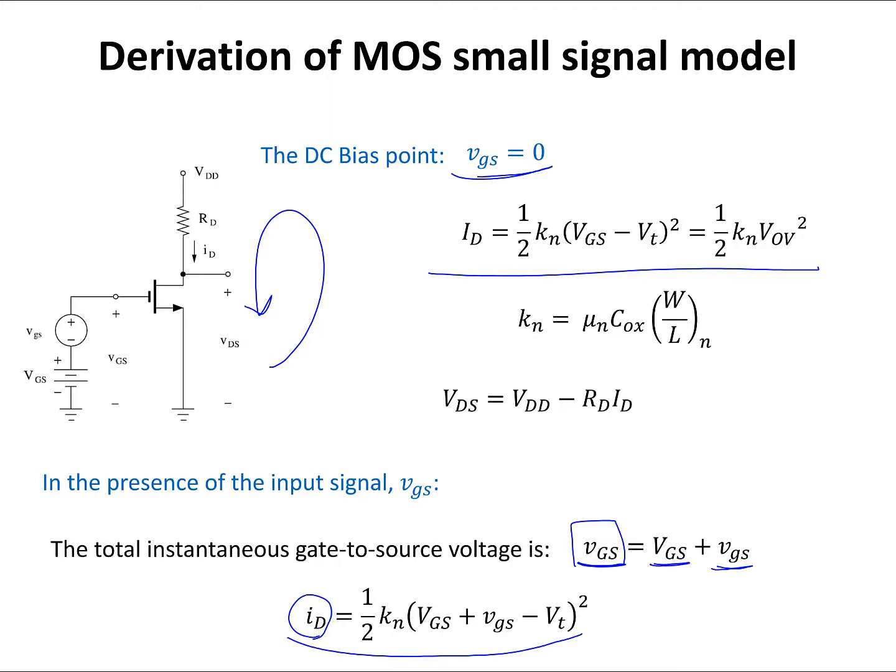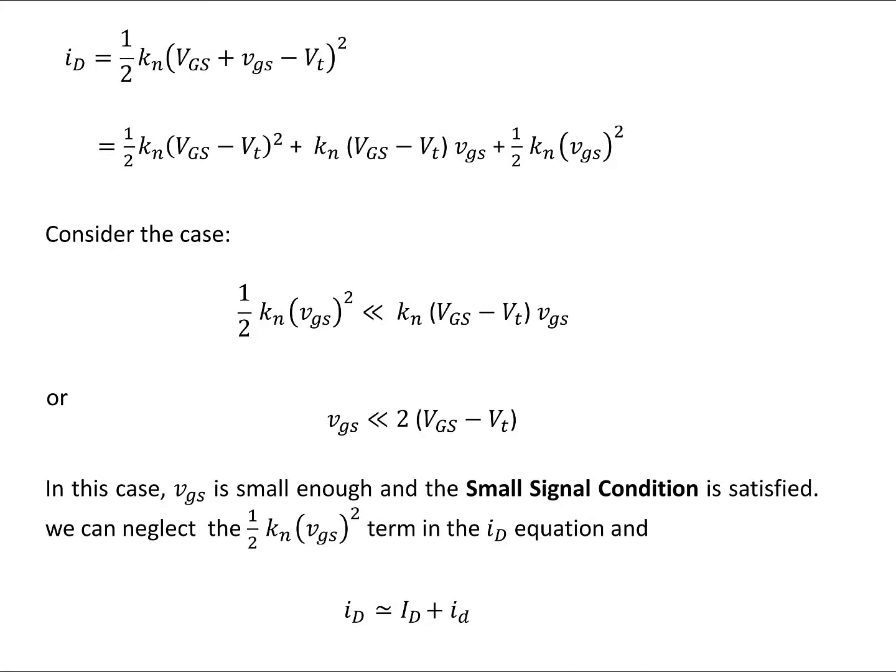So far in all of these calculations, we assume that lambda is equal to 0, or we neglected the channel length modulation effect. If we expand this polynomial expression, we're going to end up with 3 terms in the iD equation. The first term is the constant or DC part of the drain current. The second term consists of a constant value multiplied by the AC signal that's applied to the gate. And the third term is the current component that's proportional to the square of the input signal. The last term in the iD equation is undesirable because it represents nonlinear distortion.